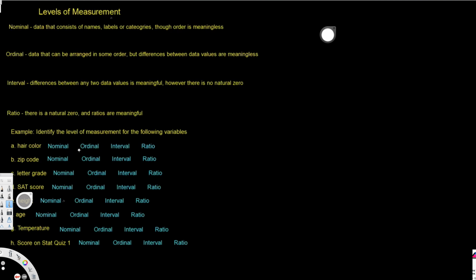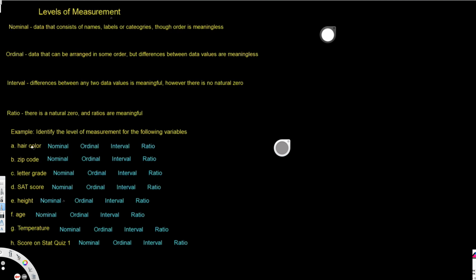So the question is asking, identify the level of measurement for the following variables. So first of all we have hair color. So we go in the order, right? For example, if it satisfies one, we go to the second one, and if it satisfies, we go to the third one. So if it does not satisfy this one, we stop right there, right? So this one goes like this. Now let's look at the first one.